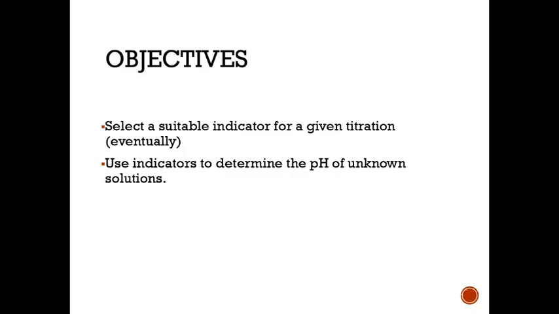Now let's dig deeper into what indicators actually are and how they work. Indicators are weak acids or bases themselves. This is the key. When they're in different forms, their acid form versus their base form, those two forms have completely different colors. That's why the same indicator shows different colors at different pH levels.